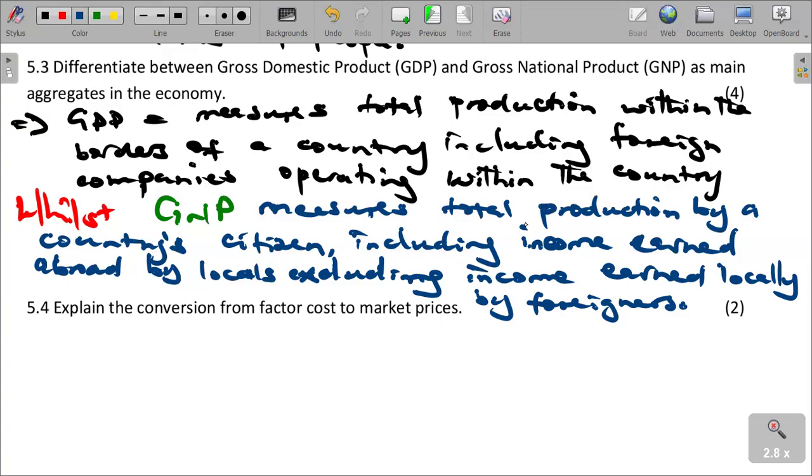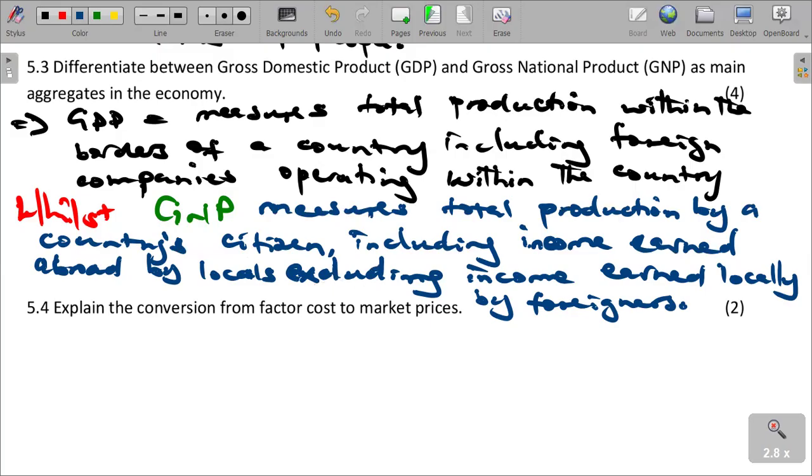Contrary to that, gross national product is total production that has been made by a country's citizens, including income earned abroad by these citizens, or by these local South Africans working in other countries. The money they make from other countries, we include under gross national product.